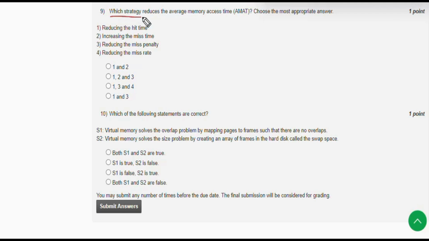Now moving to the next question, question number 9. Which strategy reduces the average memory access time, AMAT? Choose the most appropriate answer. Options are: reducing the hit time, increasing the miss time, reducing the miss penalty, reducing the miss rate. Here options 1, 3, 4 will be the answer. Okay, so I select this one.